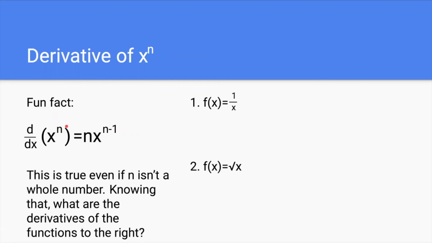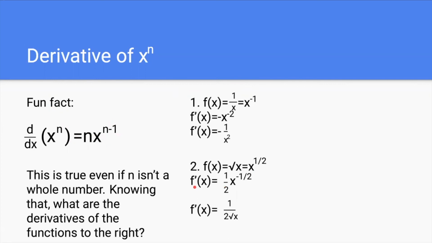So knowing that, try to find the derivatives of these two functions. So if you want to give this problem a try, then pause the video right here. All right, so the answer is, for the first one, 1/x is the same as x^(-1). And using the formula, you determine that f'(x) = -1/x². And then the square root of x is the same as x^(1/2). And using the formula, you determine that f'(x) = 1/(2√x).